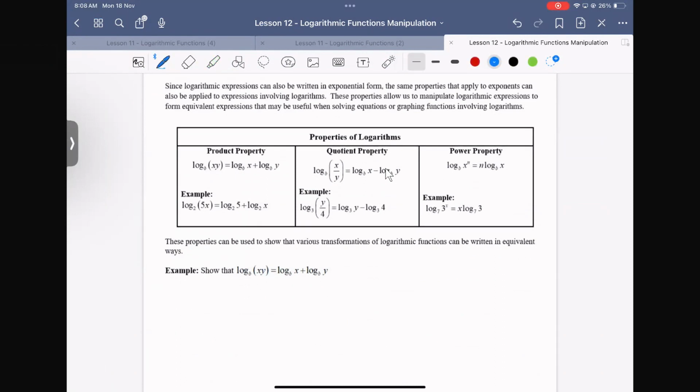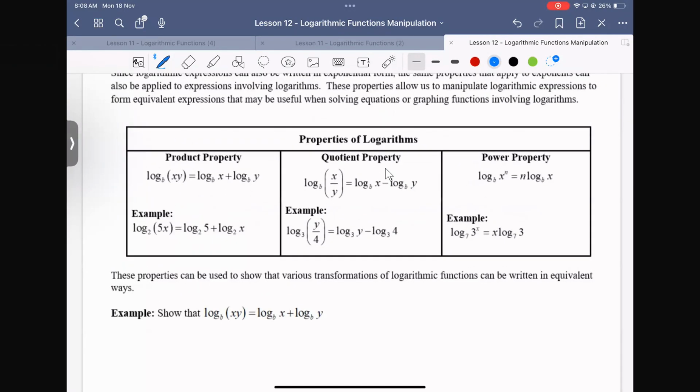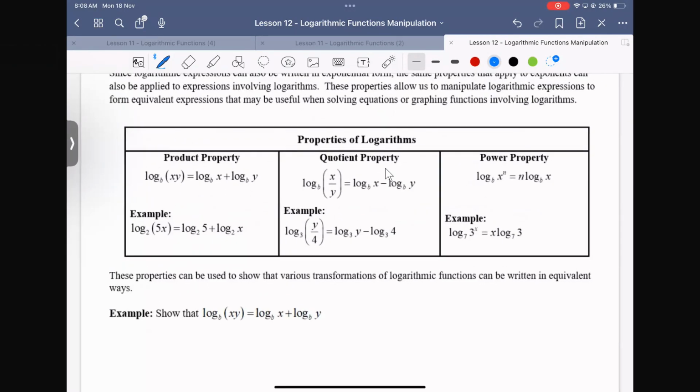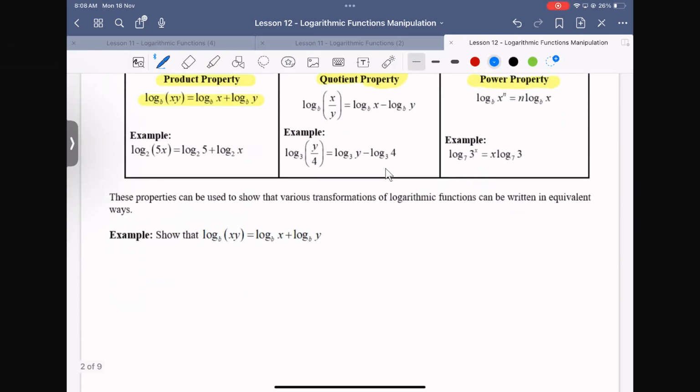We have reviewed now, with the warm-up exercise, the properties of logarithms, and we've got three basic laws. We have the product property, which says that the logarithm in base b of x times y is the logarithm base b of x plus the logarithm base b of y. We have the quotient property and the power property. Let's have a go now at proving the product property.